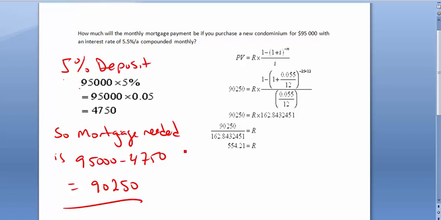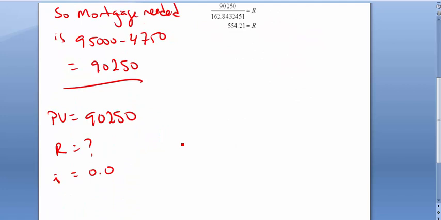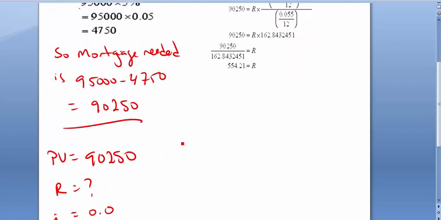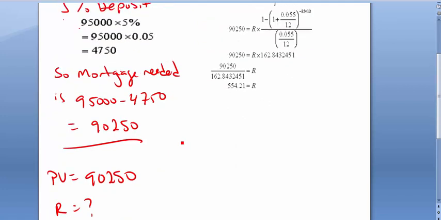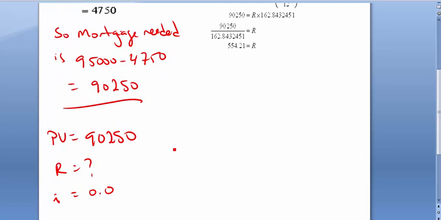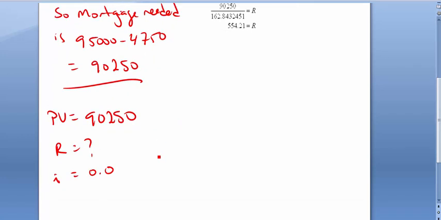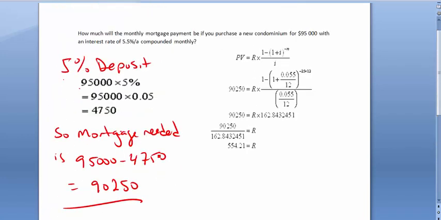And it's really important next to always write down what you know, what you don't know, and what you need to know on the side here. So the present value, I need to borrow 90,250. My regular payments I don't know. My interest rate is a decimal divided by the number of compounding periods per year.